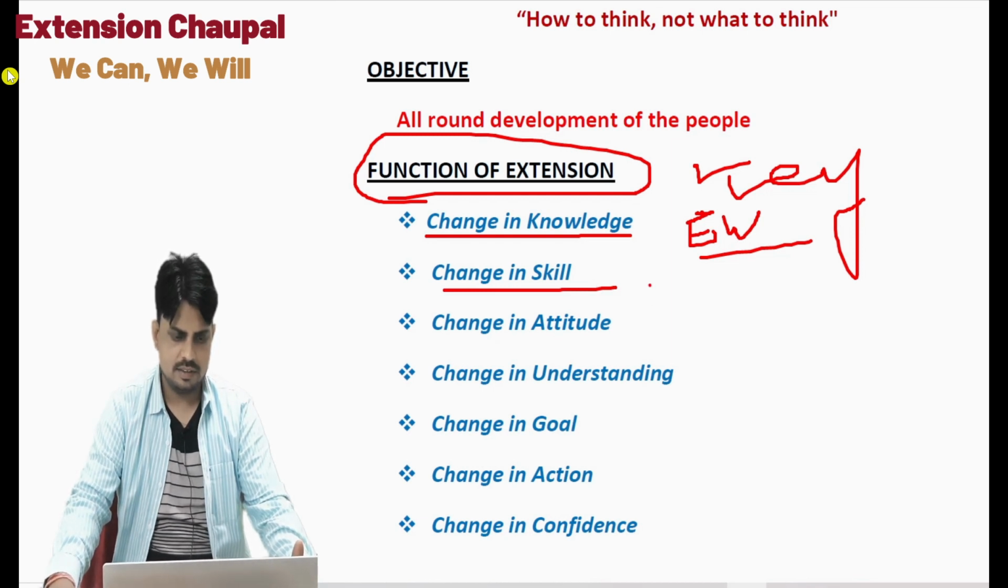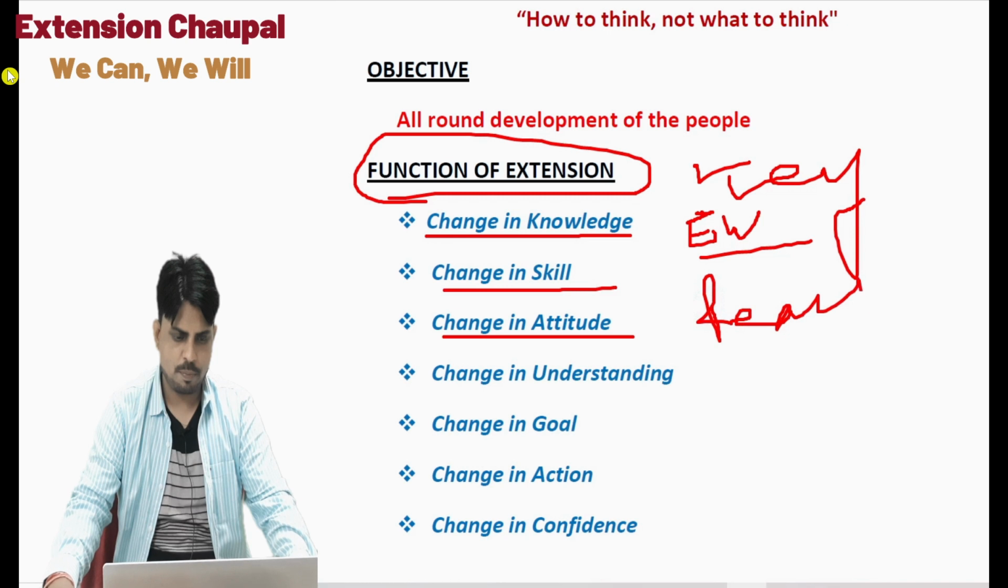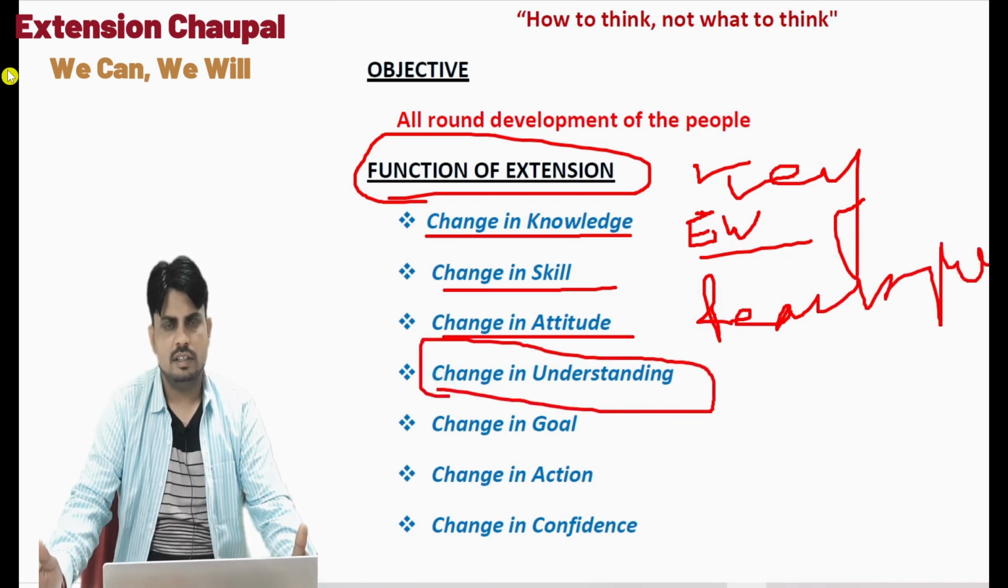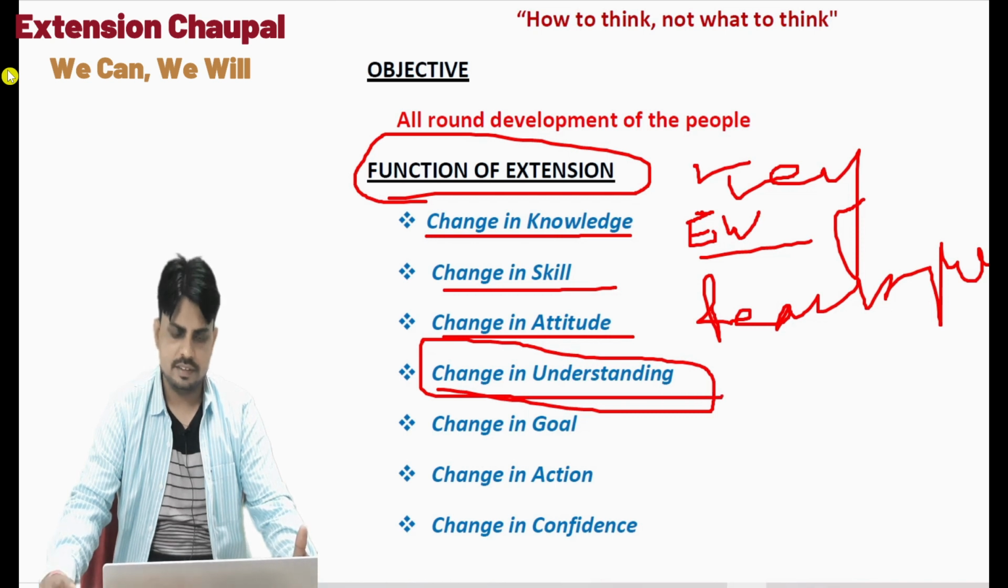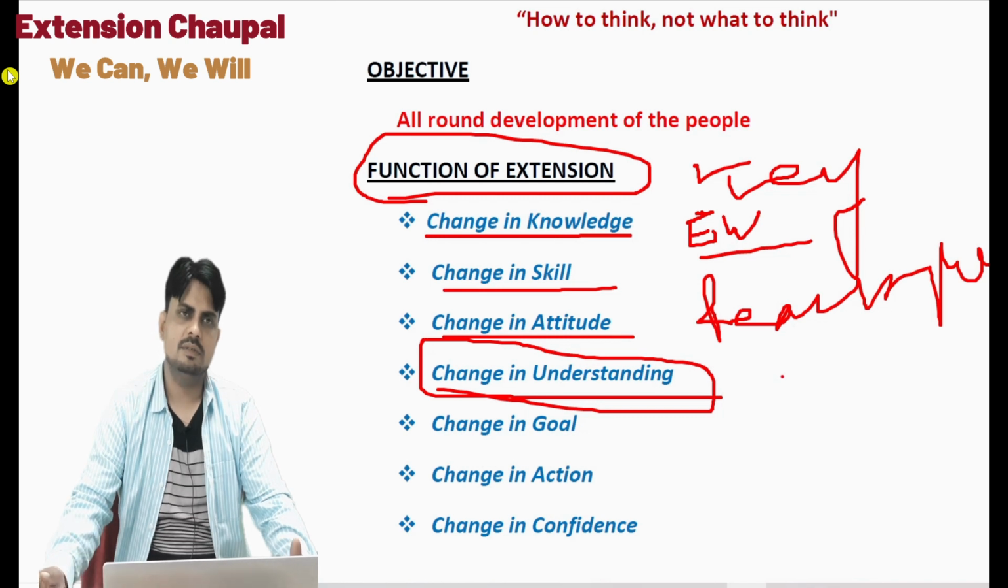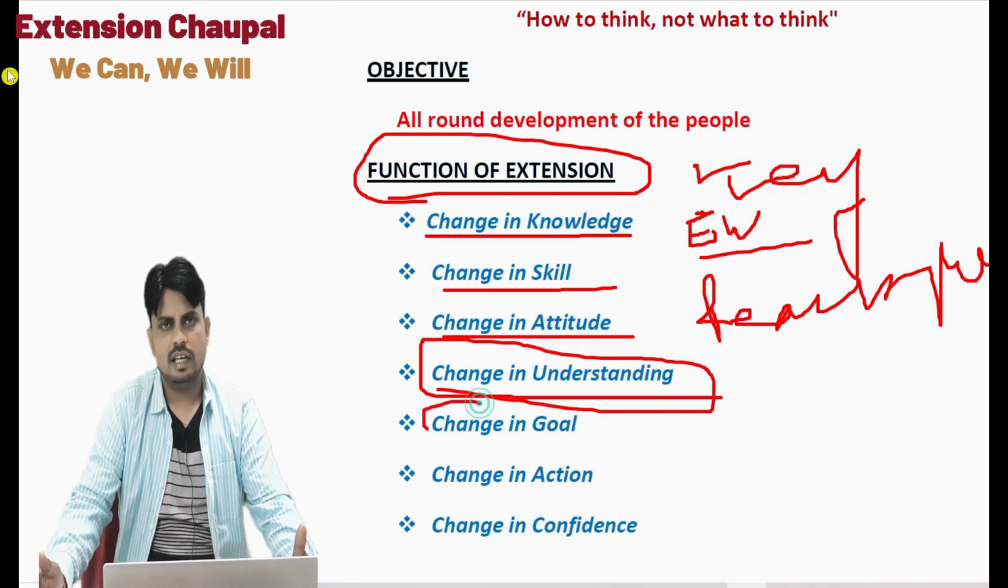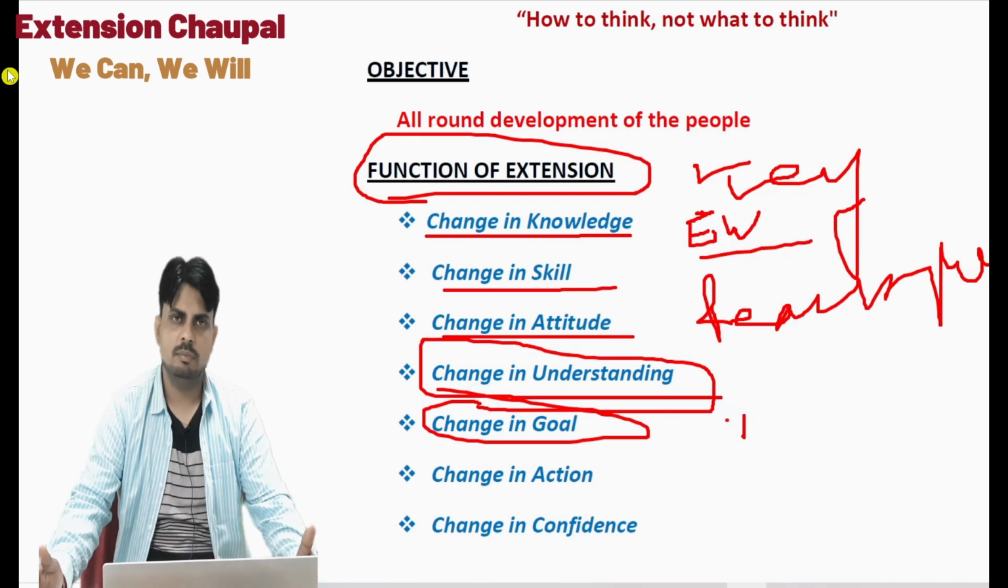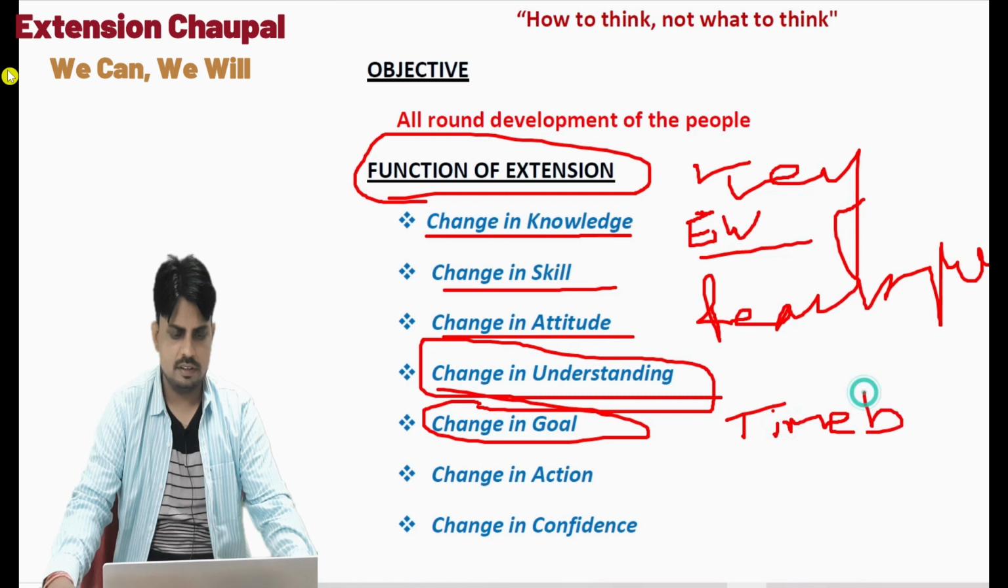The next one is change in skill. Change in skill means changing the techniques of doing things. An extension worker can change the skills of farmers and people by providing them new technologies. Change in attitude means change in reactions towards particular things. Change in understanding: an extension worker can change the understanding level of the farmer by explaining the information in detail. And the next one is change in goal.